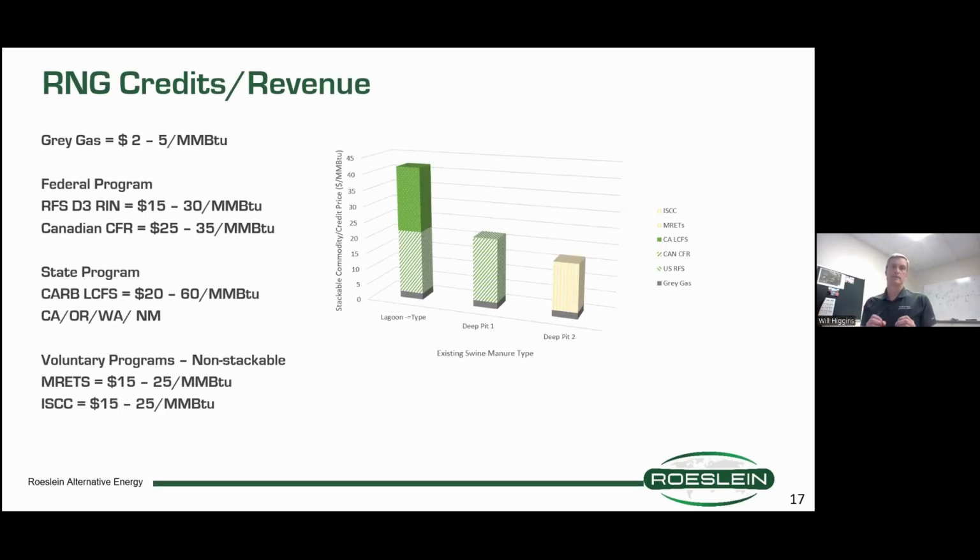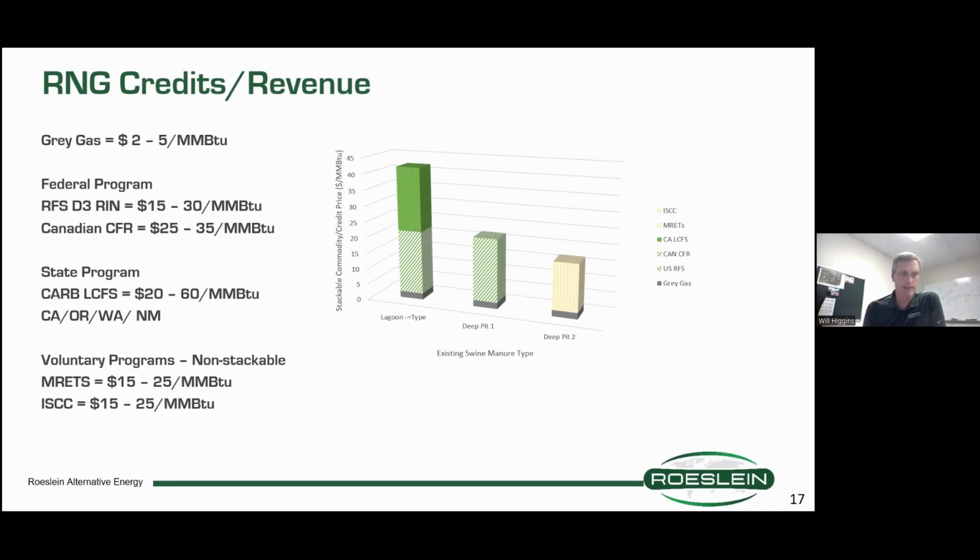So to talk a little bit about credits and the different programs. You can think about the gray gas as the actual molecule, like fossil fuel natural gas. It's really equivalent on a BTU basis that goes into the pipeline. And so, as we put RNG into the pipeline, there's this gray gas component that is treated just like fossil fuel, and you get $2 to $5 per MMBTU.